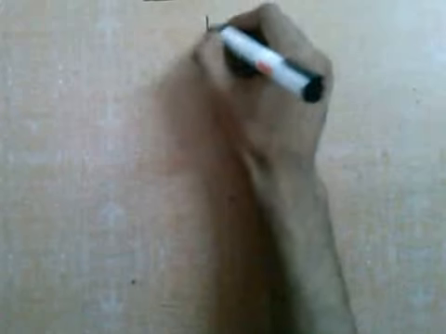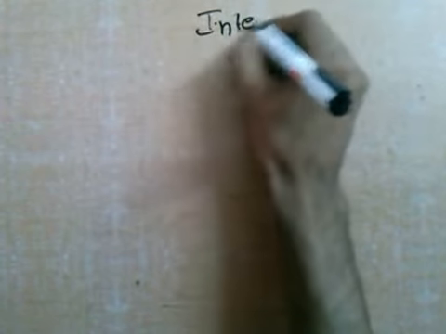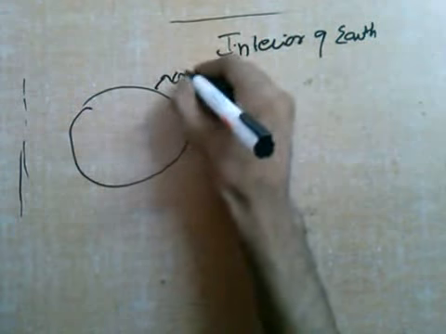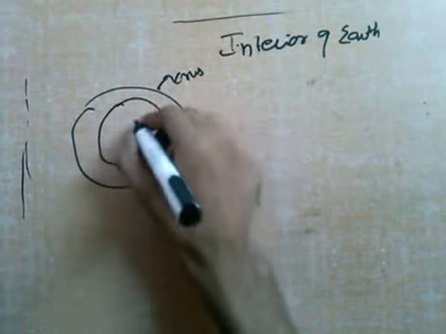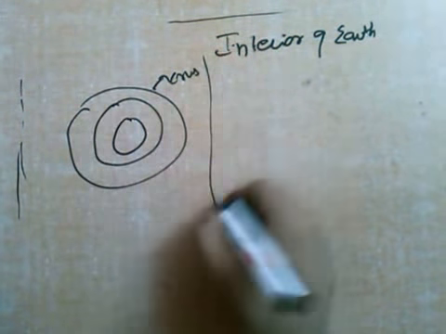Going to take a UPSC crash course. First topic is interior of Earth. We have interior of Earth, three things: crust, mantle, core. So we have discussed each and everything.